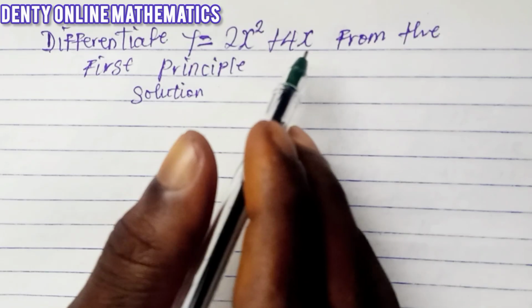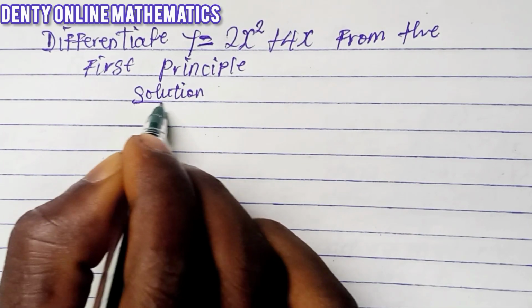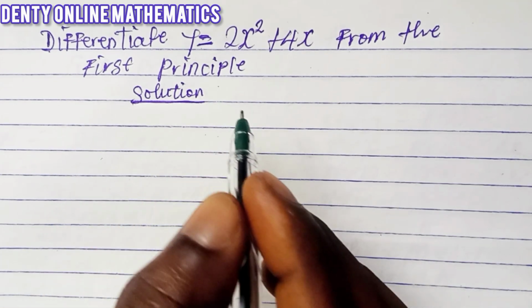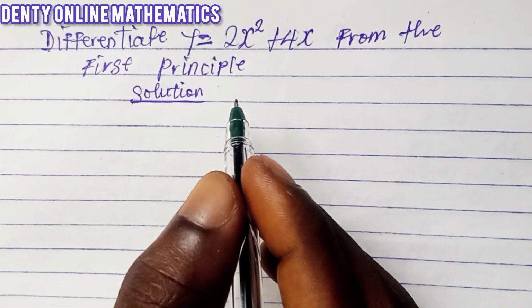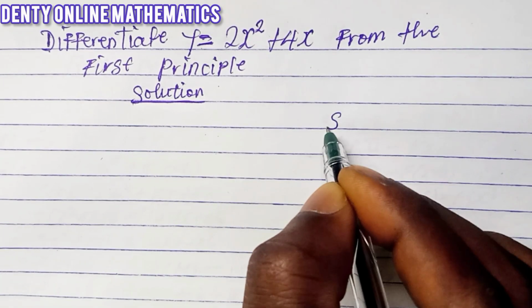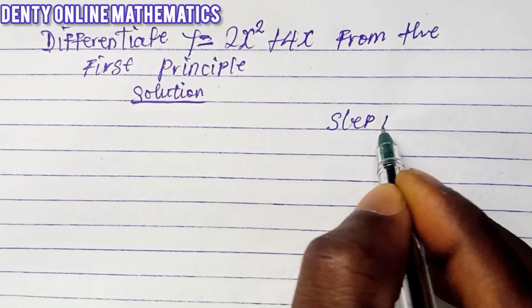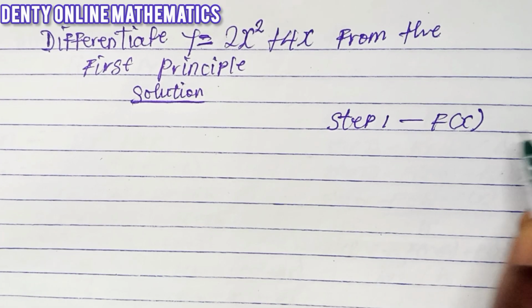Now if you have a problem like this and we're asked to differentiate from the first principle, what will guide us here, because we are all learning, is to bring out the steps we use in solving the first principle. Now what are those steps? Step one means you're going to bring out your f of x. That means you're going to bring out the function.